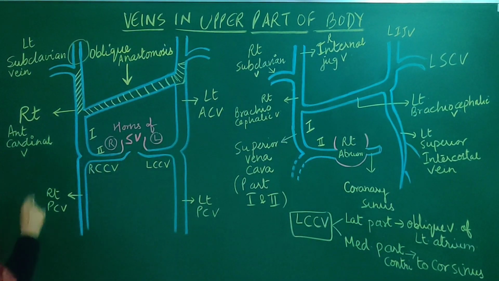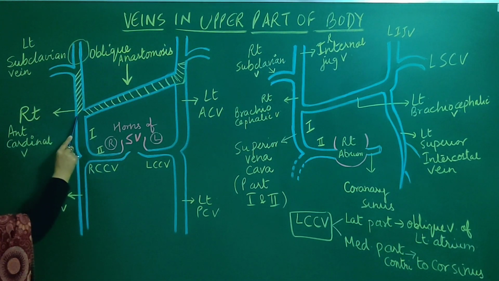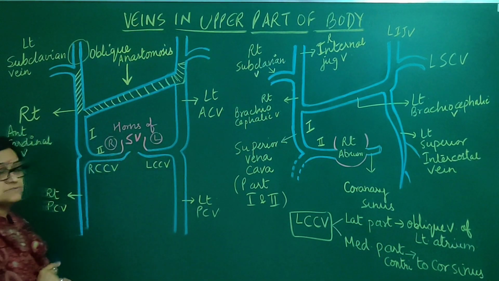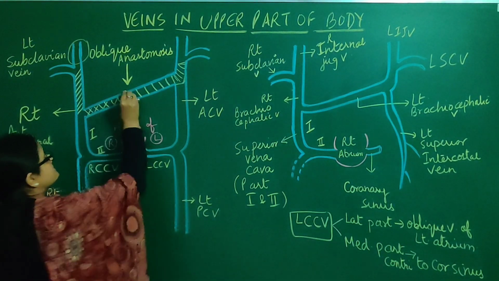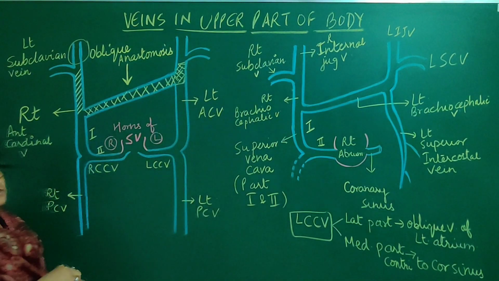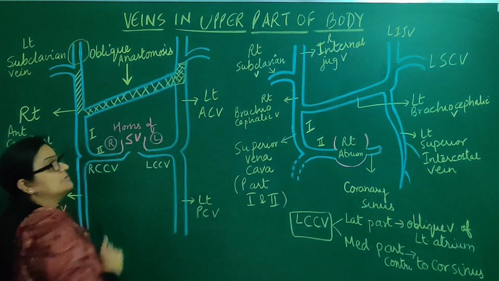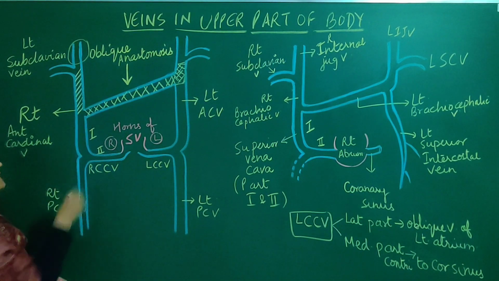If we sum up again, the right brachiocephalic vein forms from the right anterior cardinal vein lying between the attachment of the subclavian vein and the oblique anastomosis, and the left brachiocephalic vein develops from two sources, the entire oblique anastomosis itself and also the part of the left anterior cardinal vein between the anastomosis and the attachment of subclavian vein. So this is how the two brachiocephalic veins develop.